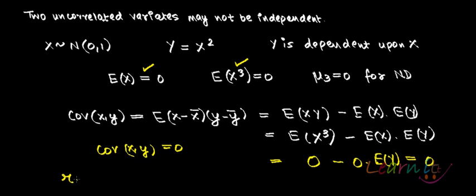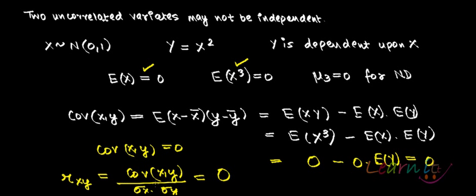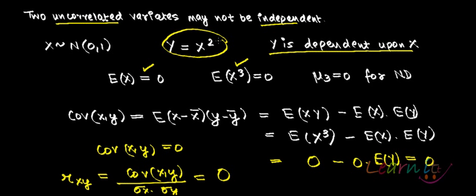What is the correlation of x and y? Which is covariance of xy upon sigma x into sigma y. But what is covariance of xy? This is equal to 0 upon something, which will be equal to 0. So what you have proved is that correlation is 0. They are uncorrelated, but they are not independent. As you could see, y is dependent upon x.